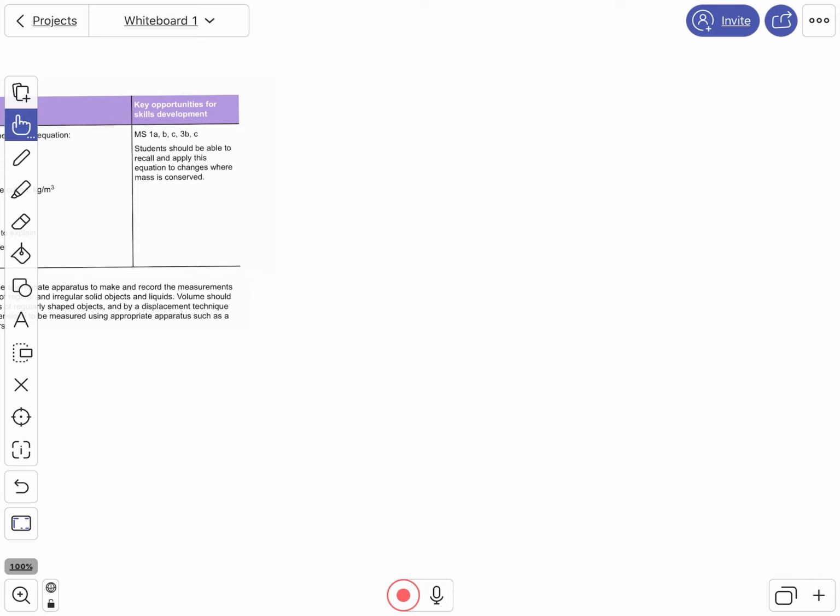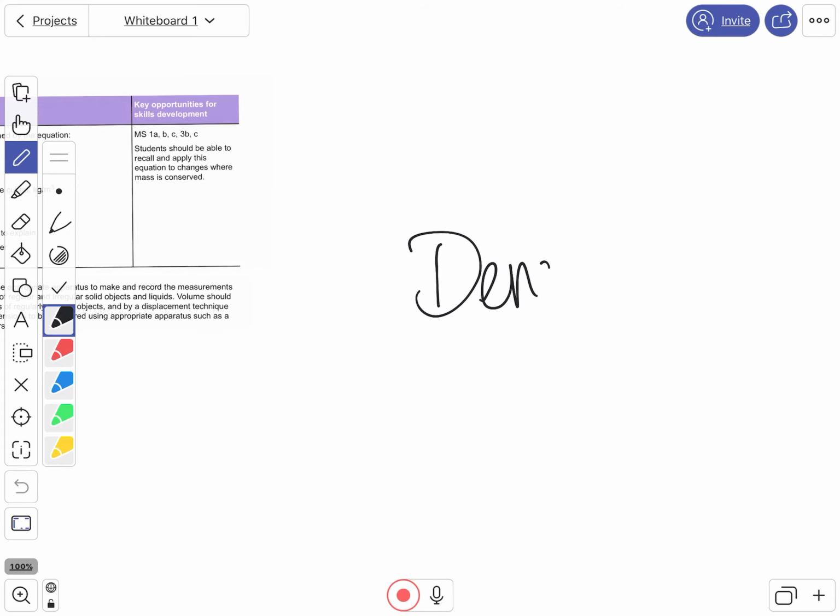Hi, I am going to talk to you through this lesson on density today. So what is density and what do you need to know about it?